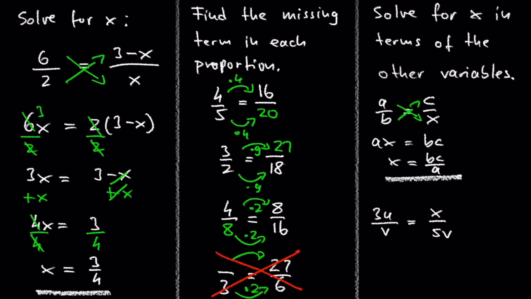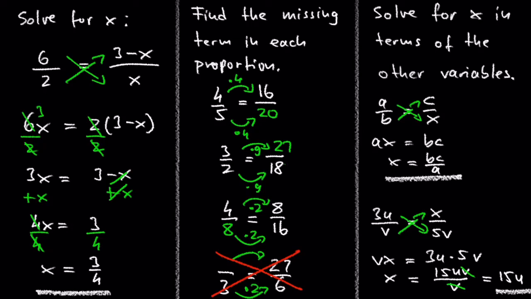And the other example, we do cross multiplication again. And we get vx equals 3u times 5v, which is 15uv. And after dividing by v, we get x equals 15u. And we are done with these problems.